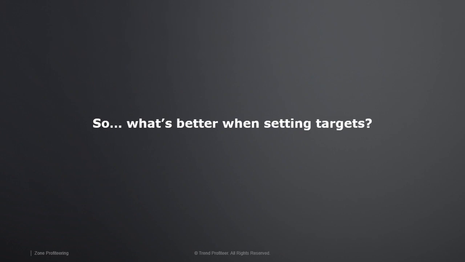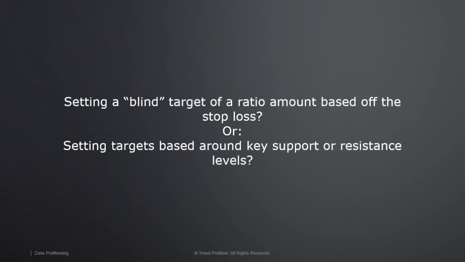So what's better when setting targets? Different to entries, setting a blind target of a ratio amount based off the stop loss. For example, you say, I'm going to be in the trade until I reach a 1-to-1 or a 2-to-1 reward to risk ratio. In other words, the profit is as much as the stop on a 1-to-1, or twice as much as the stop on a 2-to-1. Or setting targets based around key support or resistance levels.